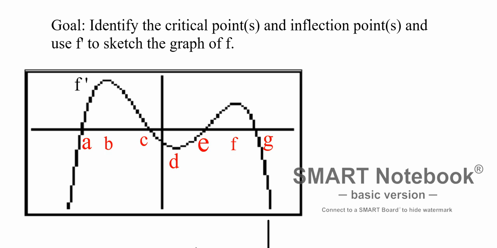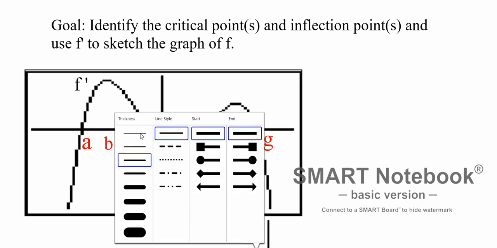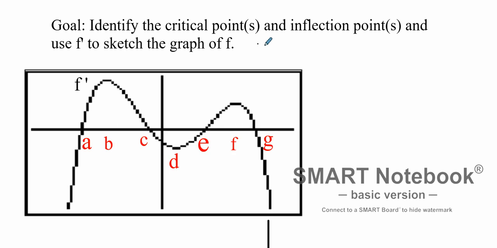Welcome back. What we're going to do is talk about how to find critical points and identify inflection points and use F prime to graph and sketch the graph of F. All right, so here's another example of how to do something like this. First off, we're going to identify some critical points. Now, critical points, if you recall, are when F prime equals 0 or does not exist or is undefined.